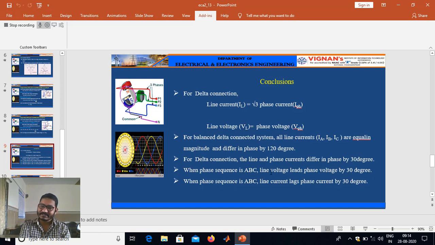Understand this point. When the phase sequence is ABC in star connected load, the line voltage leads phase voltage by 30 degrees. Already we derived this. If the phase sequence is ACB, the line voltage lags phase voltage by 30 degrees. For phase sequence ABC in delta connected load, the line current lags phase current by 30 degrees. For phase sequence ACB, the line current leads phase current by 30 degrees.